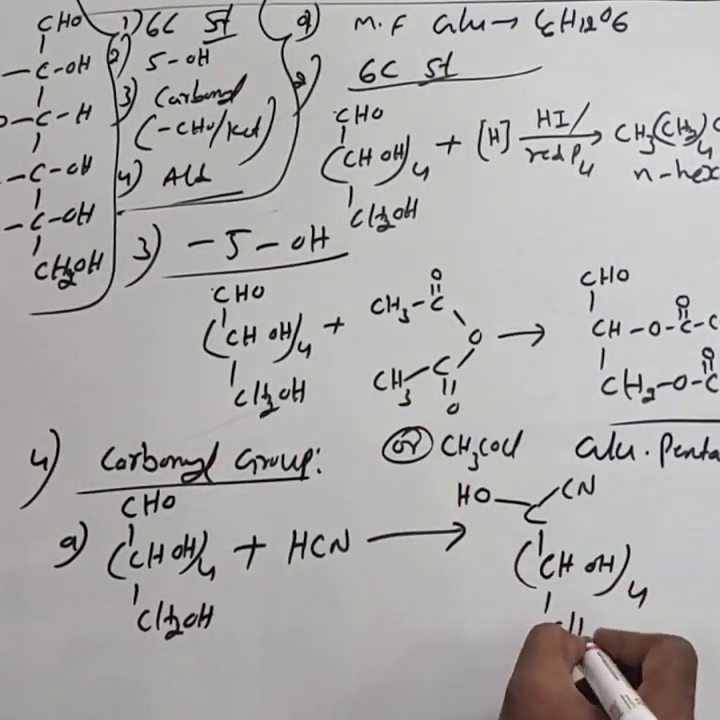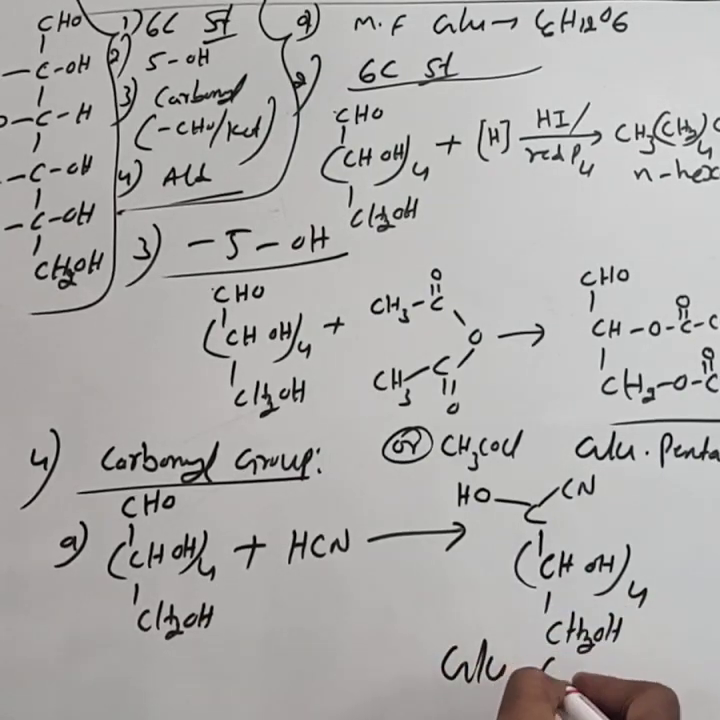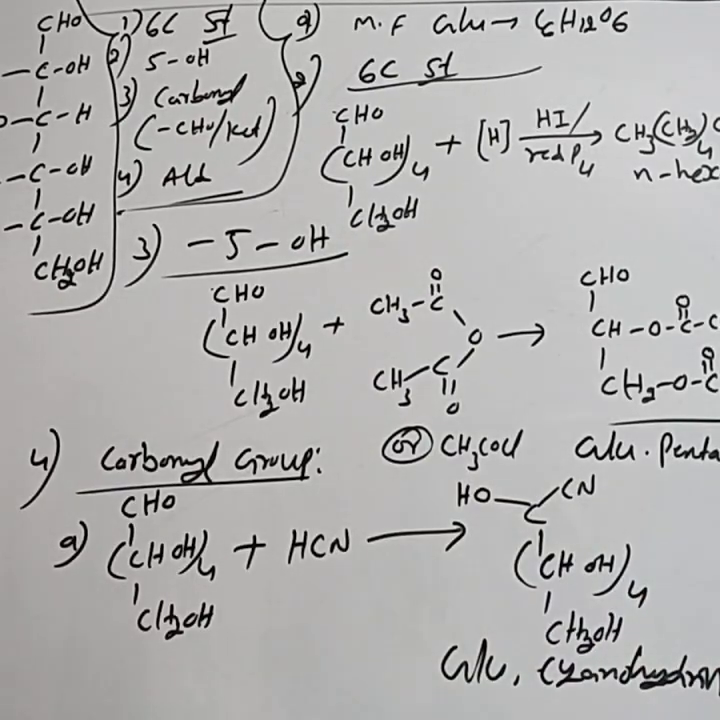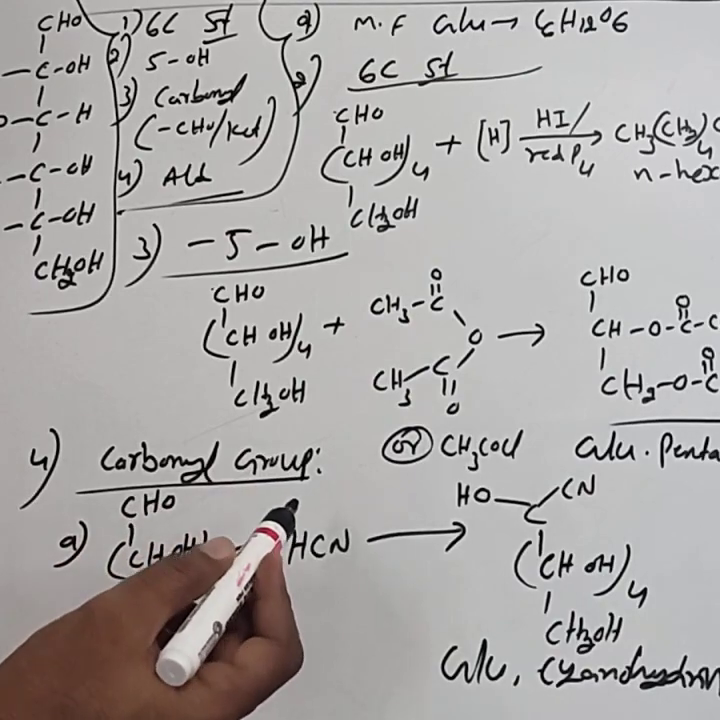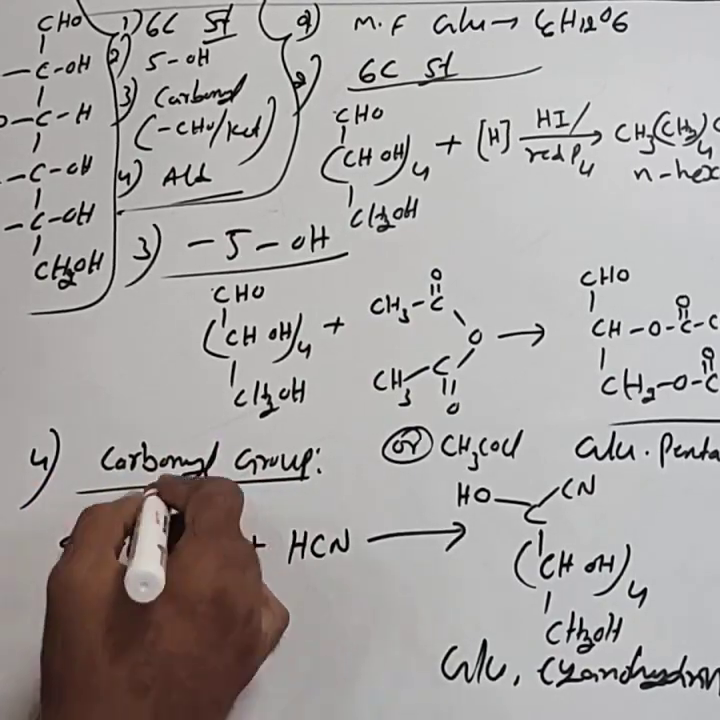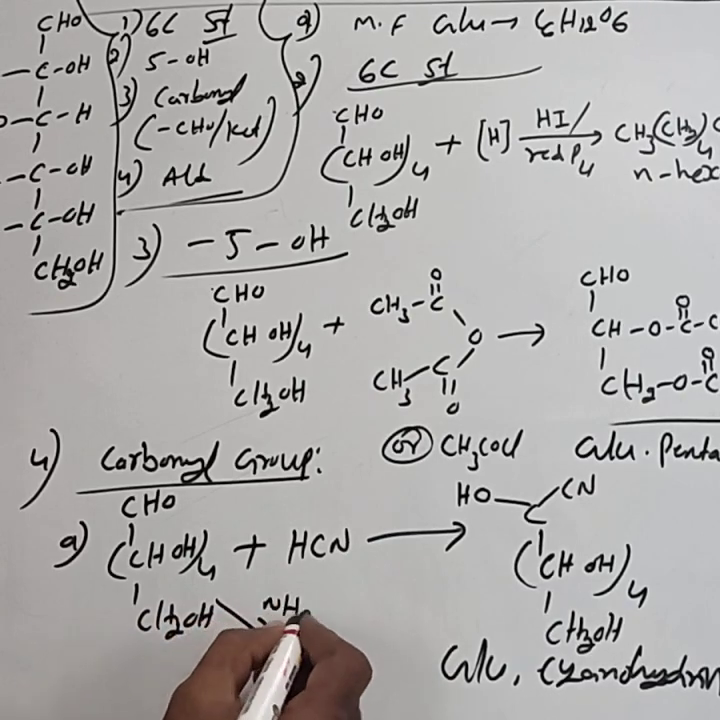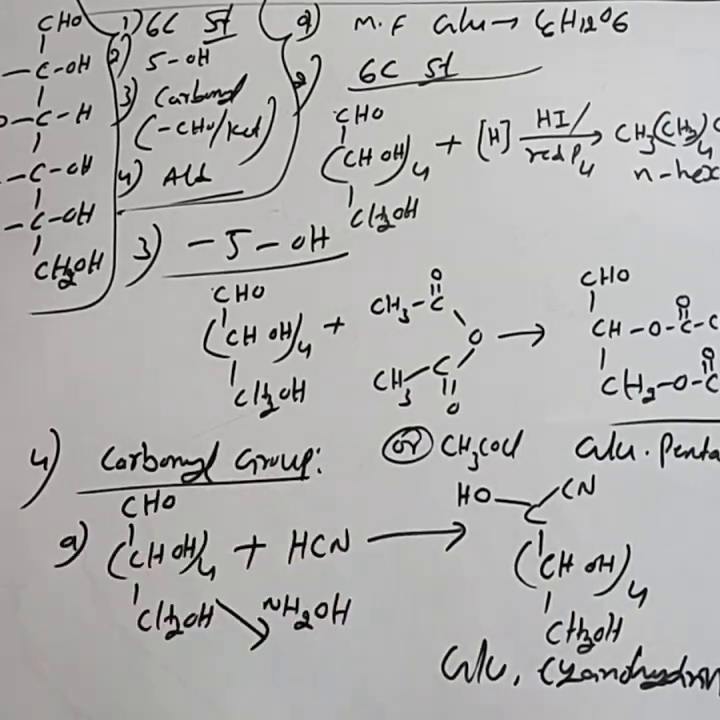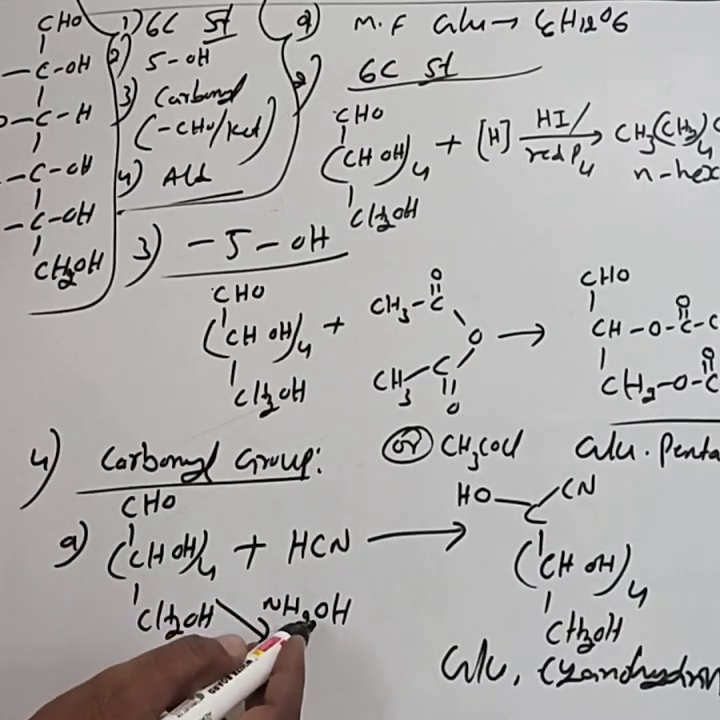At this aldehyde group, hydrogen cyanide gets added and forms the cyanohydrin. CHOH4, CH2OH. This is called glucose cyanohydrin. This is one of the tests. Instead of hydrogen cyanide, if you treat glucose with hydroxylamine, the hydroxylamine formula is NH2OH.